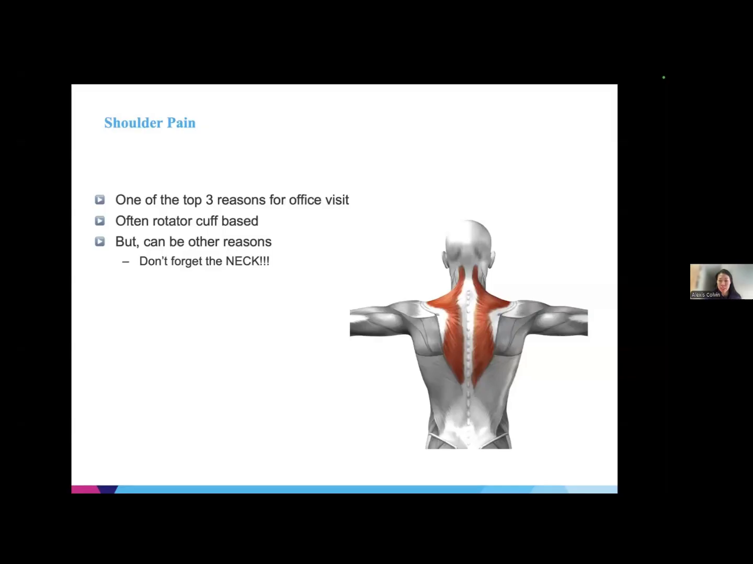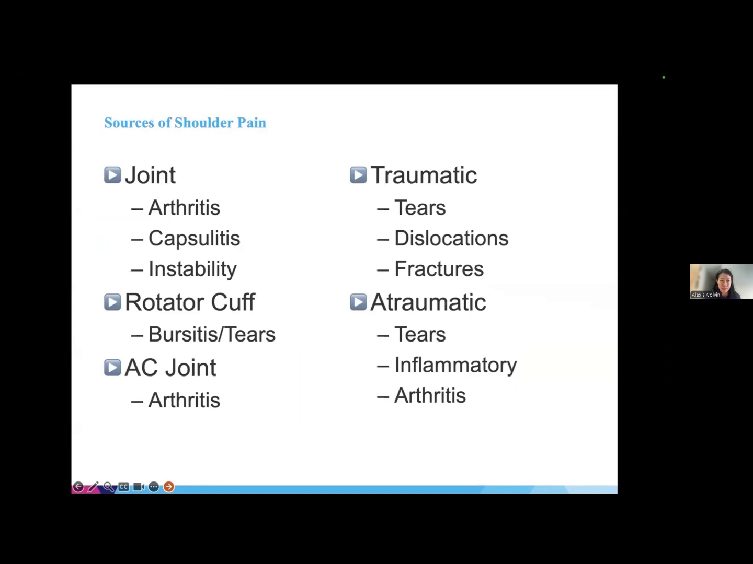One of the most common reasons for employees to come in and see you. Probably one of the most common causes is the rotator cuff, but if you don't remember anything else from this talk, just remember the neck or the cervical spine is probably the next most common reason for pain in that area. So don't forget to do a spine exam and/or send the patient for a spine evaluation.